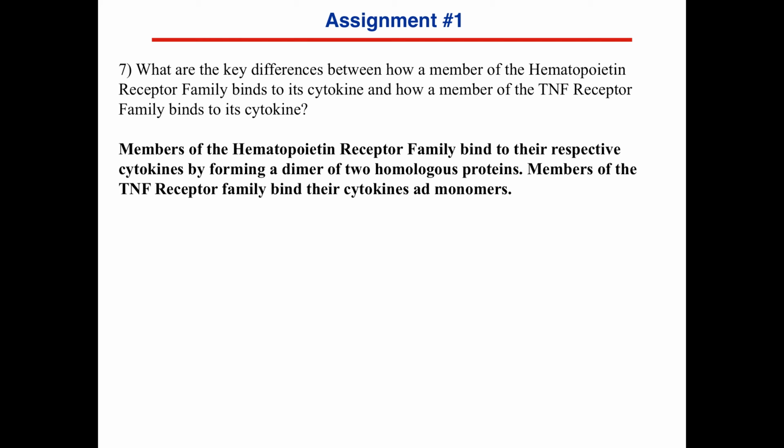Whereas members of the TNF superfamily tend to bind the cytokines in monomers, and they tend to bind them more along one face of a monomer, or more of a specific face of the cytokine, which is potentially amenable to drug design.